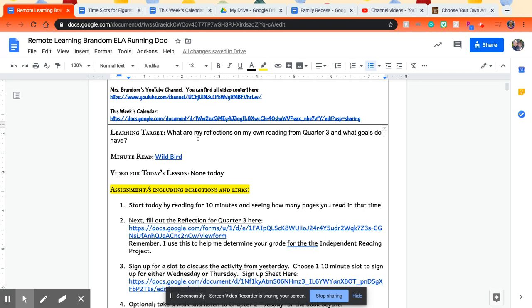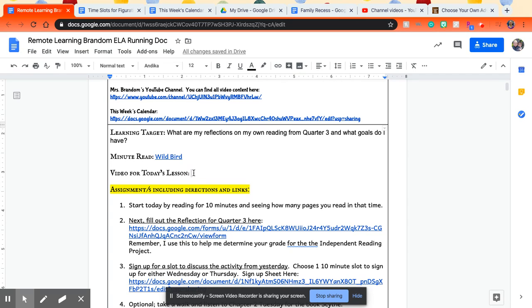We have our learning target, which is your reading reflection and thinking about your own reading and what goals you have coming up. I then have a minute read for you with the book Wild Bird. And as always, any of those books that I'm sharing with you, I have at my house and can bring to you if it's something you're interested in. I did decide to do a lesson for today, so I'm going to just take that out. I'll have a link to this there.